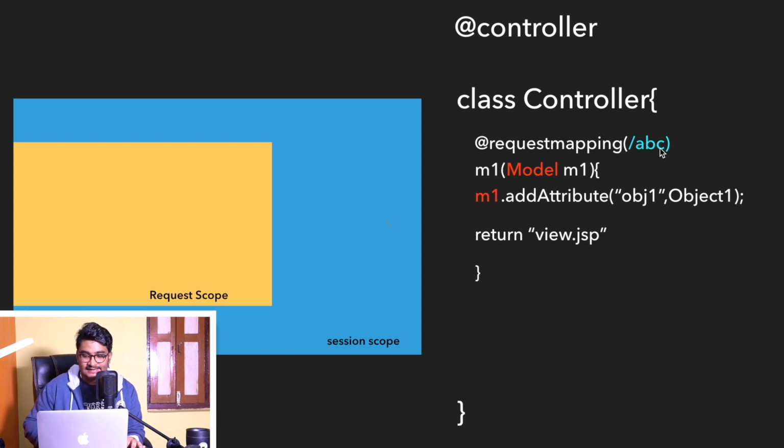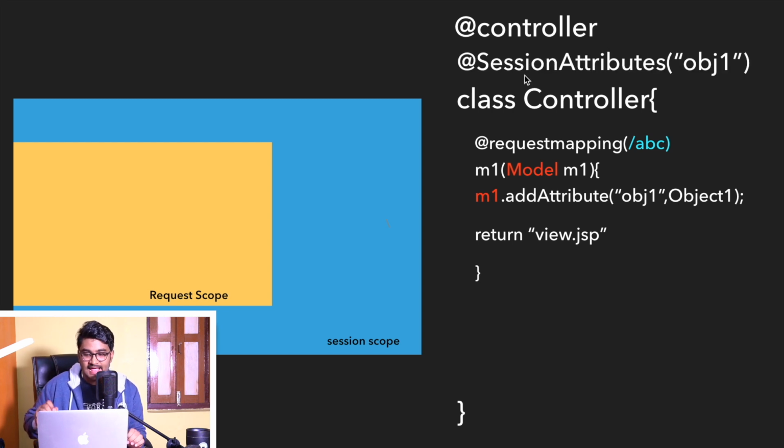But the point is, right now I am going to add a new annotation here called @SessionAttributes, and I am going to say obj1. So obj1 is the key, and this key holds this particular object called object 1, and right now I am placing this obj1 inside the session attributes. So what does it really mean? It means that this model object called obj1 is going to be persisted into the session.